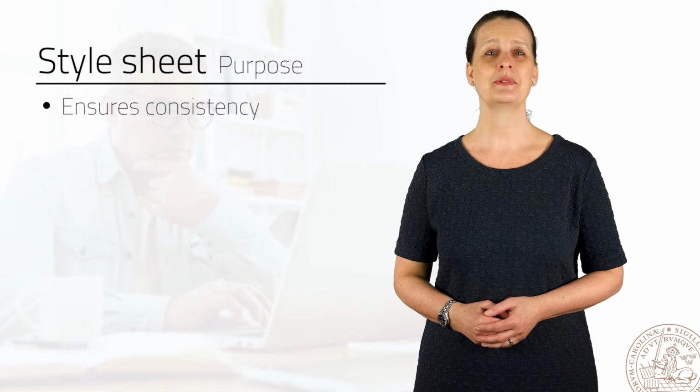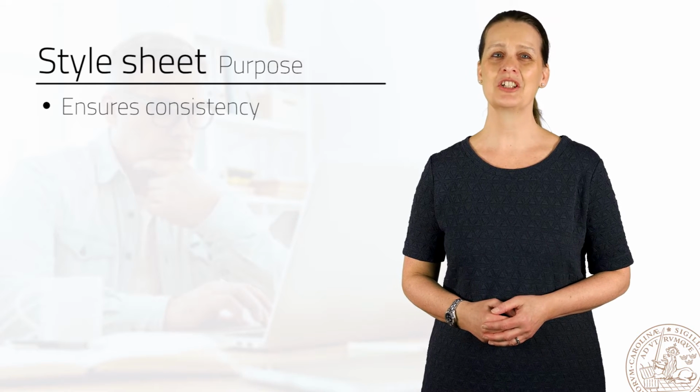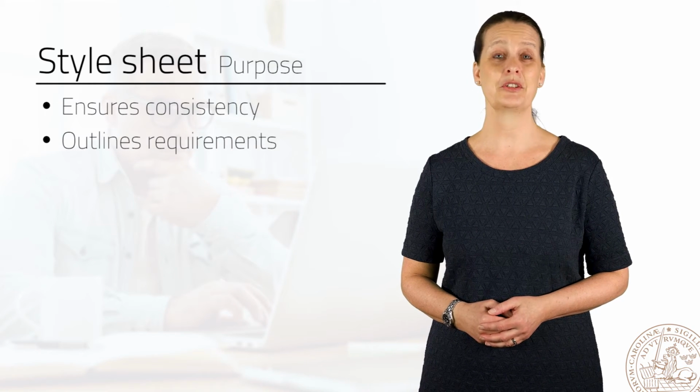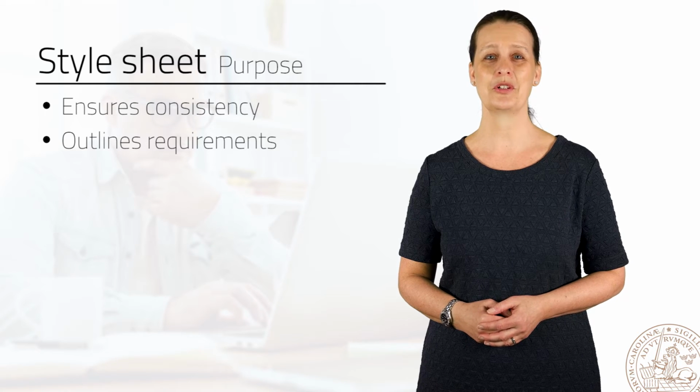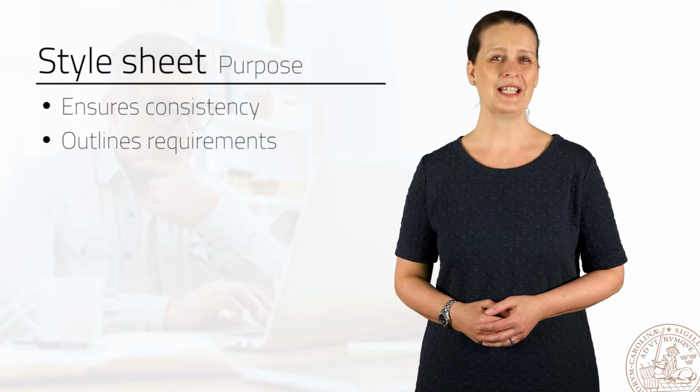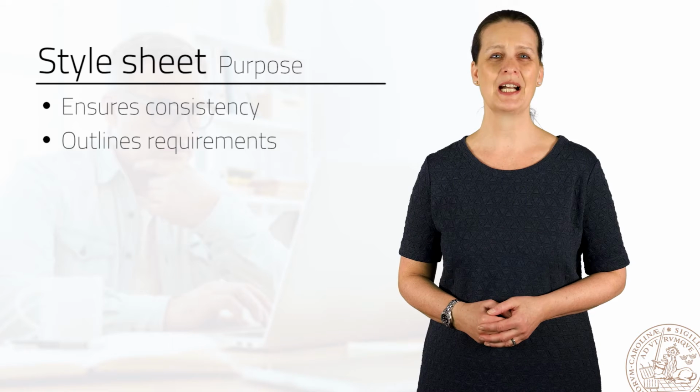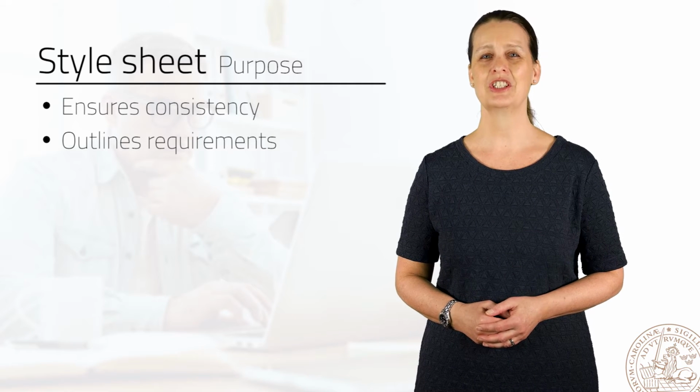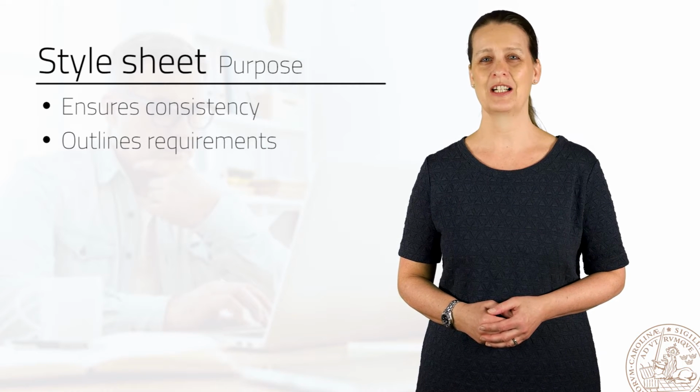The aim of the style sheet is to ensure consistency in texts produced within a certain context. This means that in our context, the style sheet outlines the requirements that your teacher or department poses on your writing. In the same way, if you write for a journal or a publishing house, they will also have style sheets outlining their preferred style.